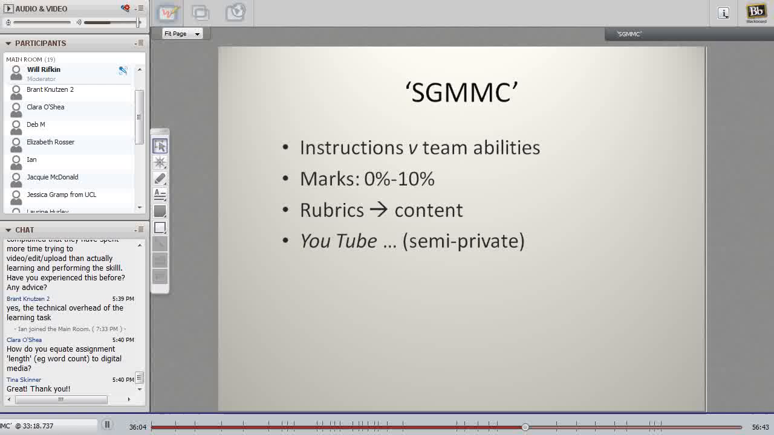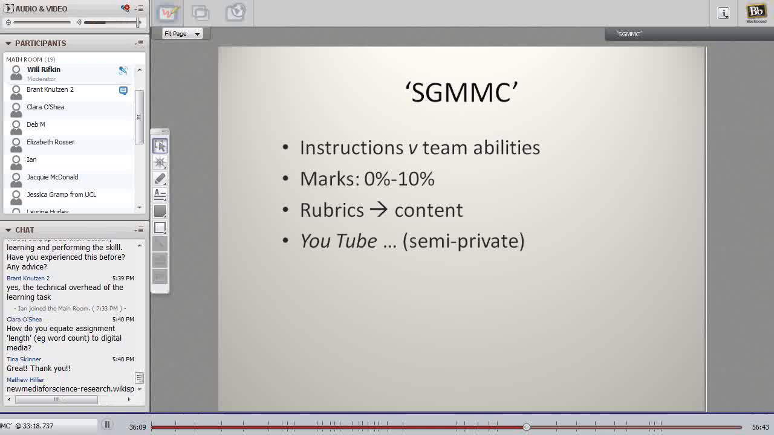One of the ways that lecturers... how do you equate assignment length to word count? Well, one of the things lecturers are doing is they're hedging and not giving a very large percentage of the mark to the multimedia assignment.